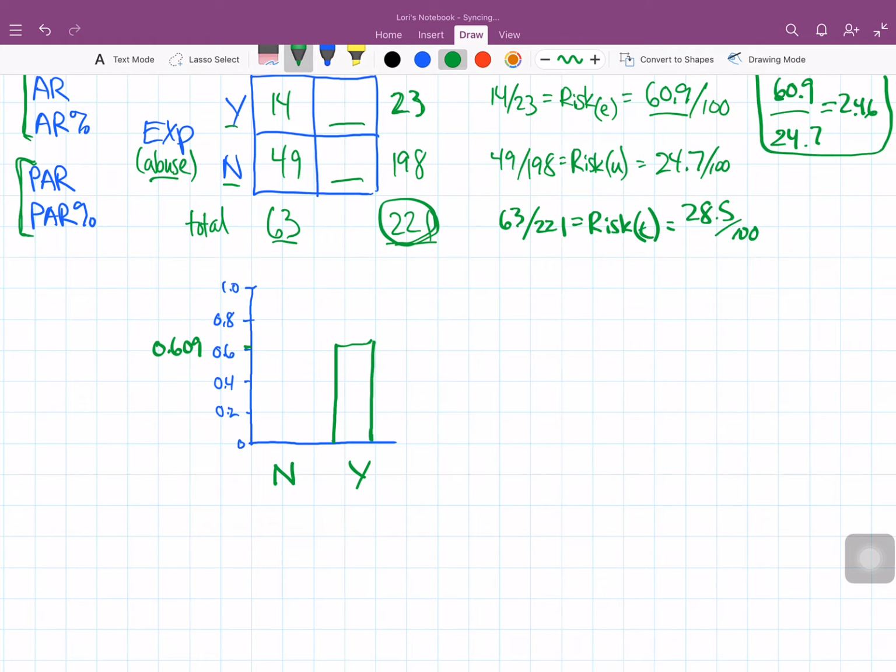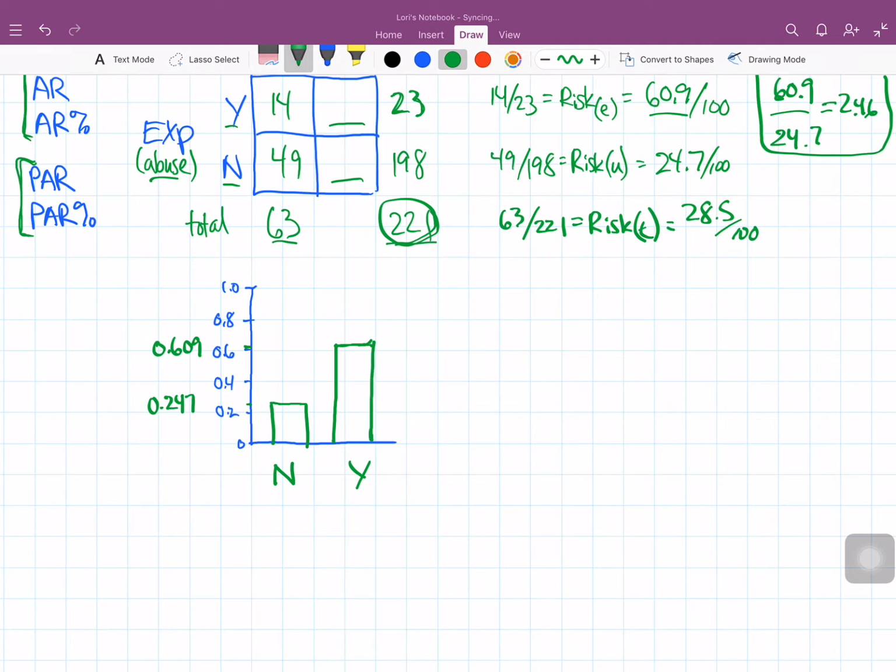And then the risk in the unexposed was 24. I'm just going to say that's right about in here. So we'll draw that like so, and hopefully my inaccuracy doesn't make that hard for you. So 0.247 or 24.7 per 100. Those are the same thing.